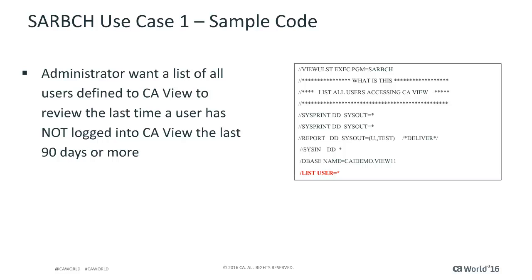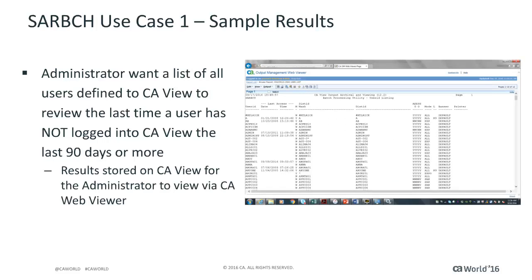And you store that out on CA View at your leisure. So here's an example of the JCL that ran and produced the report. The administrator stored that report out on CA View for future reference, and we're looking at it through our CA View web interface. Very simple, very easy to use.